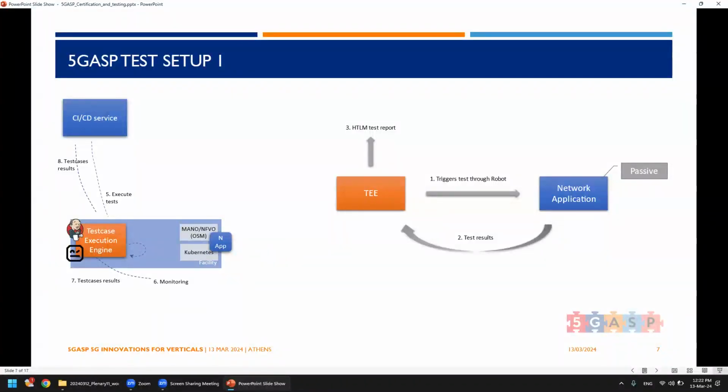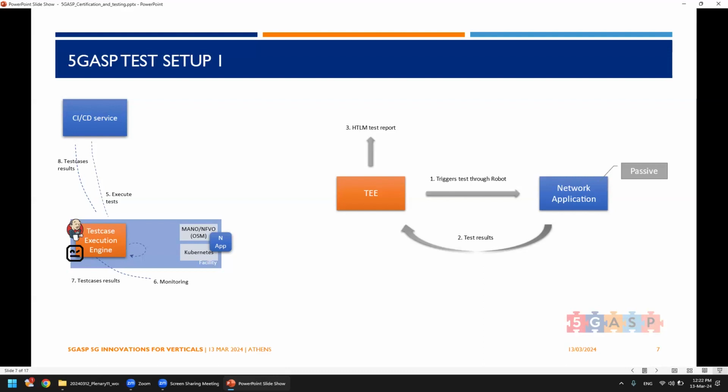So all these tests are materialized by specific test setups in 5GASP. The typical test setup is this one, showcased here, which comprises the CI/CD service, as we've said, as a master entity that triggers the test execution. The testbed itself comprises only the cloud resources, NFVO or Kubernetes, and the test execution engine, namely a Jenkins instance and a Robot Framework instance as well.